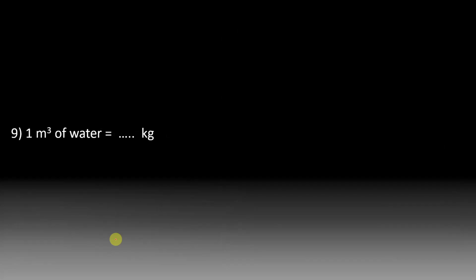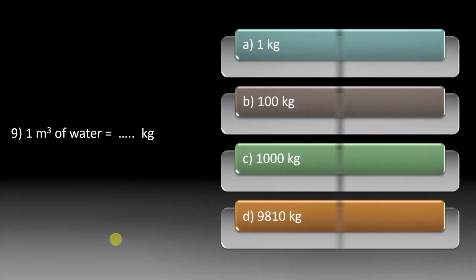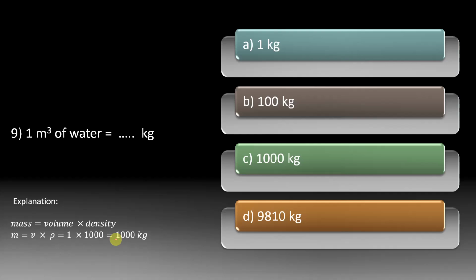Now, 1 meter cube of water is equal to how many kg? A very, very important question. The options are 1 kg, 100 kg, 1000 kg, and 9810 kg. We know that mass is equal to volume multiplied by density. Volume is 1 meter cube. Density of water is 1000 kg per meter cube. So it is 1000 into 1. So 1 meter cube of water will weigh 1000 kg.